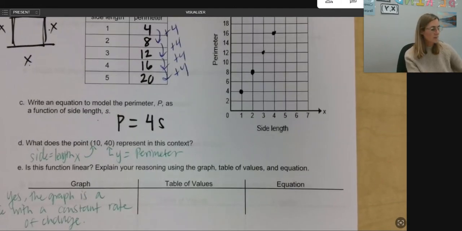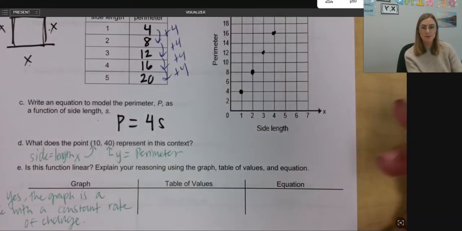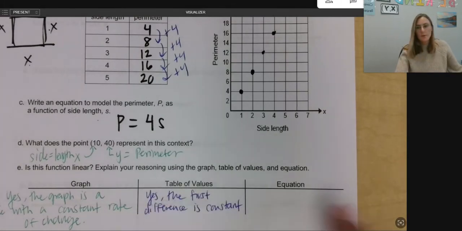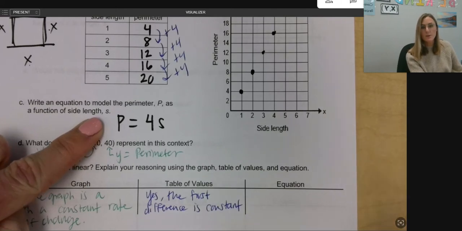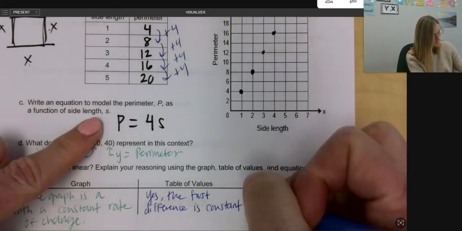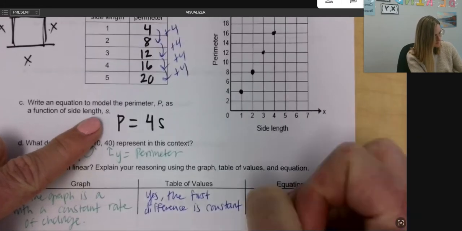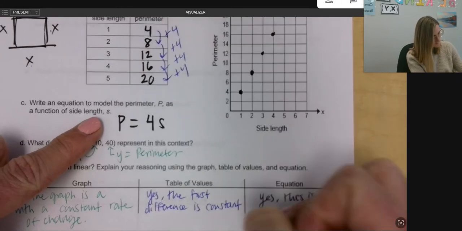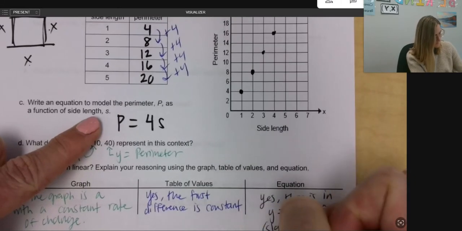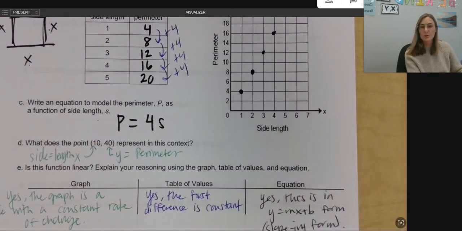In the table, we can look at the first difference and say it's a linear function because the first difference is the same for each of these. And then in our equation, this is in slope-intercept form. So we're going to say, yes, this is in y equals mx plus b form, or slope-intercept form.